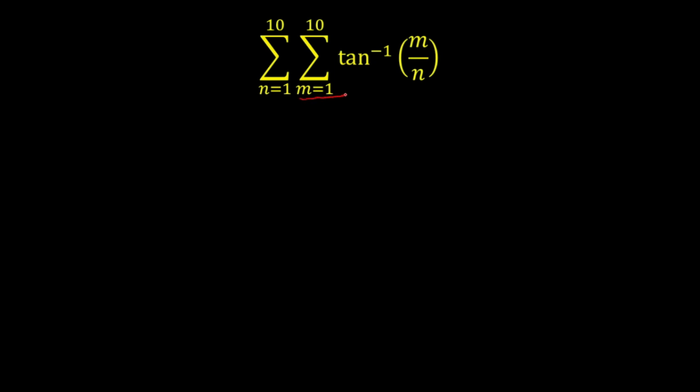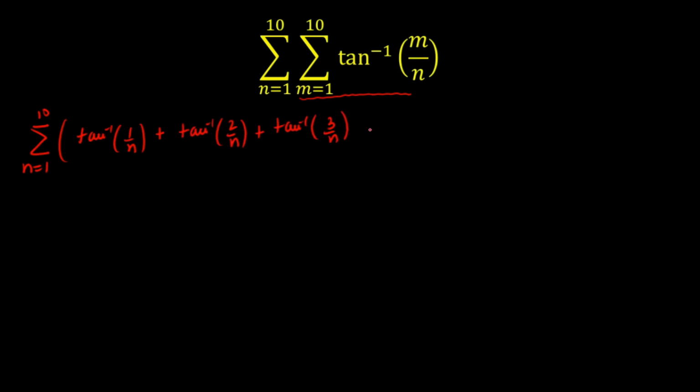So if you look closely, if I open the first summation, here m is varying from 1 to 10, I'll get 10 terms. So first I'm going to open the inner sum, and the outer summation will remain as it is, where n is varying from 1 to 10. Let's put m equal to 1. We'll get tan inverse of 1 upon n, plus if I put m equal to 2, I'll get the second term, tan inverse of 2 by n, plus the next term is tan inverse of 3 upon n. And so on up to the 10th term, that is if you put m equal to 10, you will get tan inverse of 10 by n.